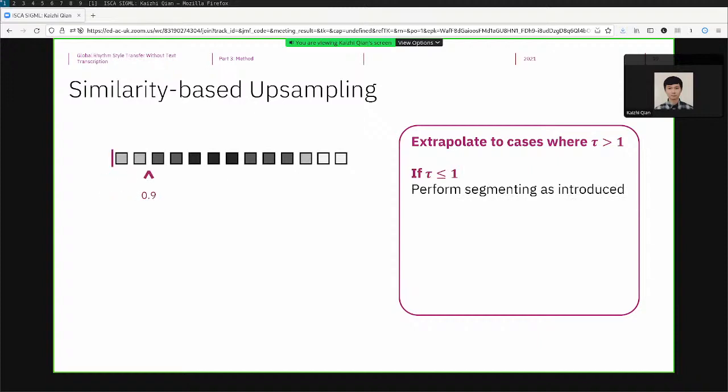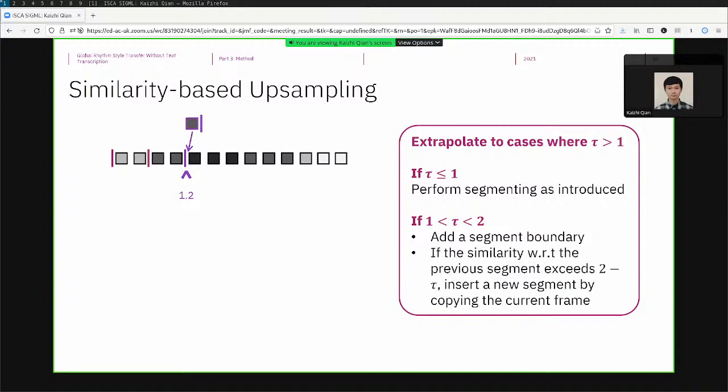If the random threshold is below 1, we perform the aforementioned downsampling scheme. If it is larger than 1, we do 2 things. First, we immediately add a segment boundary. Second, if the similarity of the next frame and the previous frame is high enough, we insert yet another segment by copying the previous code. After this segmentation process is done, we follow the same main pooling procedure to get the resampled result.